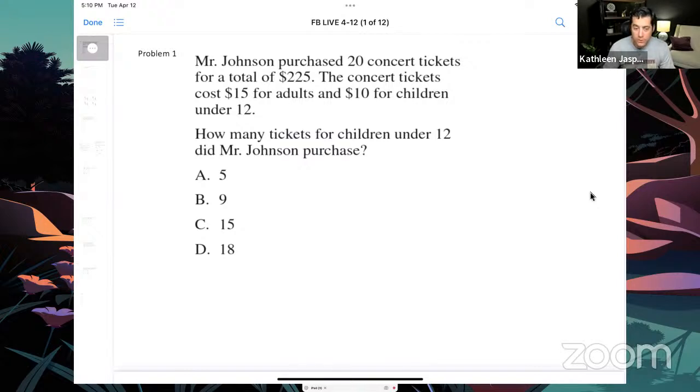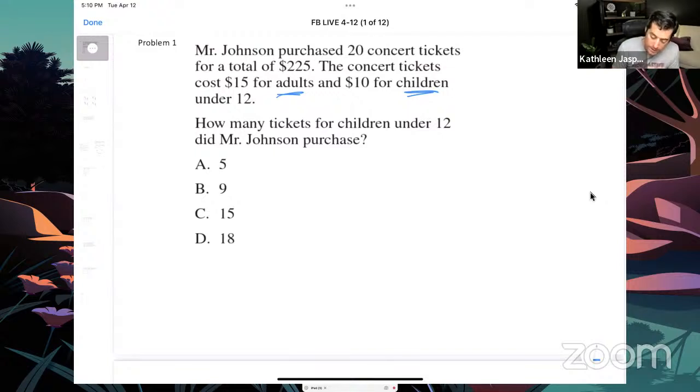We have adult tickets and we have child tickets, so we'll use A and C for that. Whenever you have two variables, you need two equations to solve, right? One variable, you only need one equation to solve. Two variables, you need two equations to solve. Three variables, three equations, and so on and so on and so on.